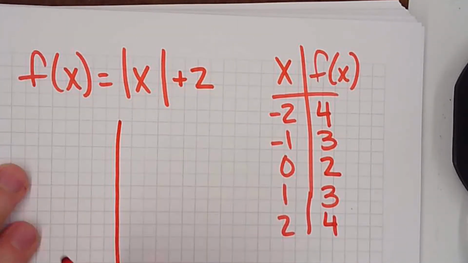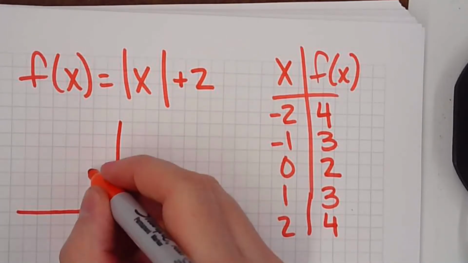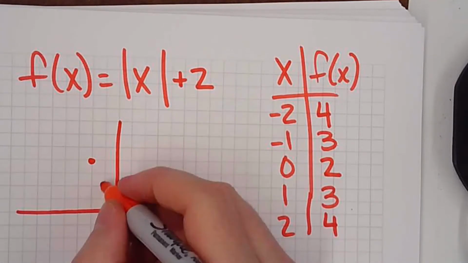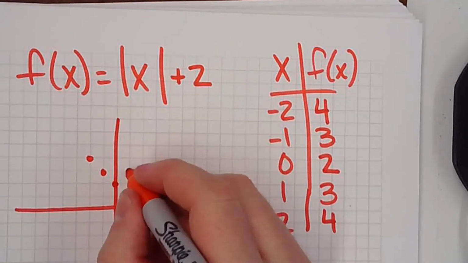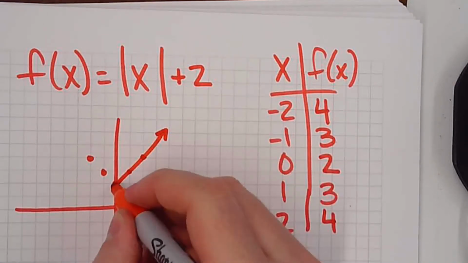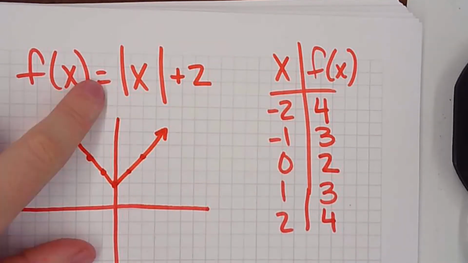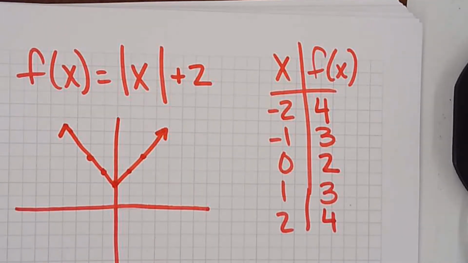So negative 2, comma 1, 2, 3, 4. Negative 1, comma 3. 0, comma 2. 1, comma 3. And 2, comma 4 makes my V. It's still up 1 over 1 because I didn't change the number in front of the x, right? It's still that up 1 over 1 slope on both sides, up 1 over 1, right? Both sides.